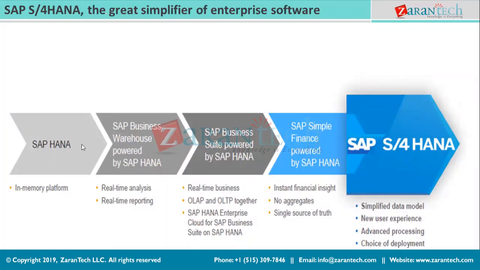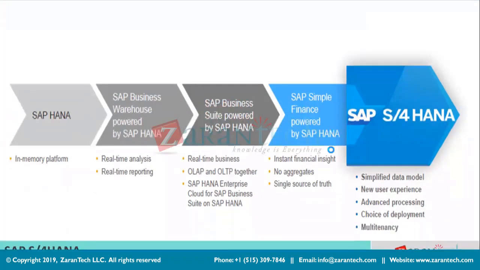What is the SAP HANA database? Why do we call it the SAP in-memory platform? What is SAP Business Warehouse powered by SAP HANA? What is SAP Business Suite powered by SAP HANA, and what are the advantages? What are OLAP and OLTP? OLAP is online analytical process, and OLTP is online transactional process. Tomorrow's class is going to be very important for us.